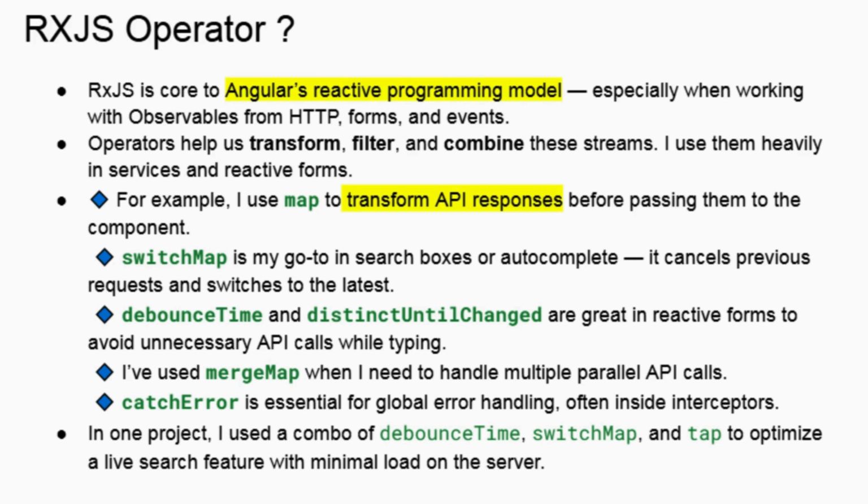It cancels previous requests and switches to the latest. debounceTime and distinctUntilChanged are great in reactive forms to avoid unnecessary API calls while typing. I have used mergeMap when I need to handle multiple parallel API calls. catchError is essential for global error handling, often inside interceptors. In one project, I used a combo of debounceTime, switchMap, and tap to optimize a live search feature with minimal load on the server.